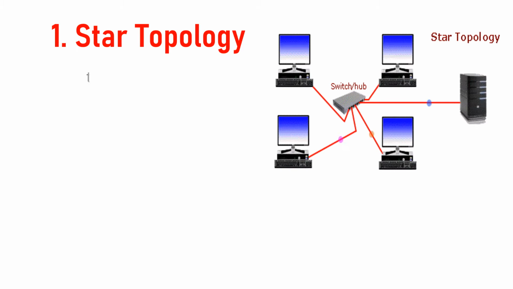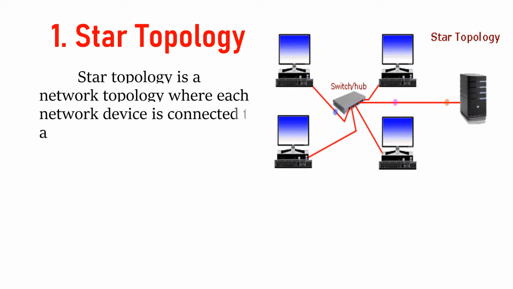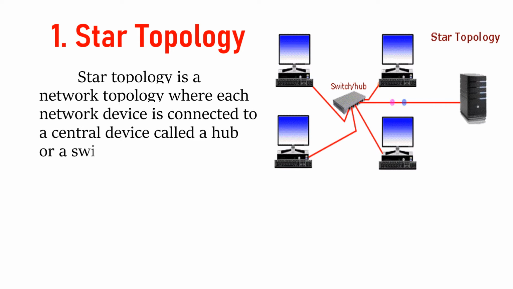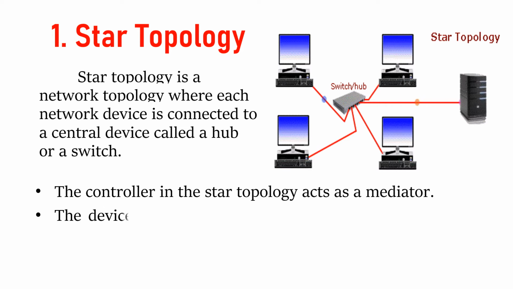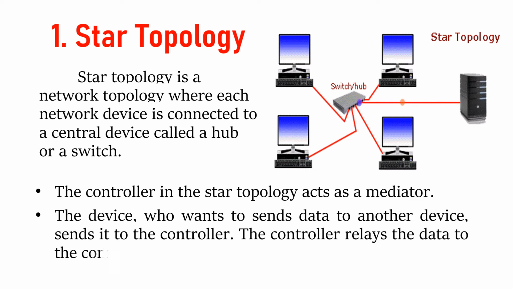First of all, let's discuss what is star topology and how it works. Star topology is a network topology where each network device is connected to a central device called a hub or a switch. The controller in the star topology acts as a mediator. The device who wants to send data to another device sends it to the controller. The controller relays the data to the connected device.